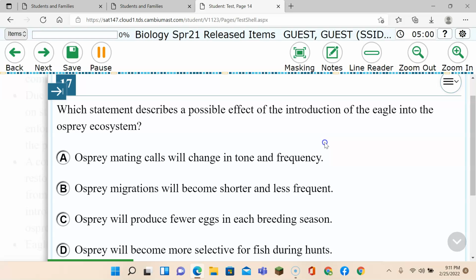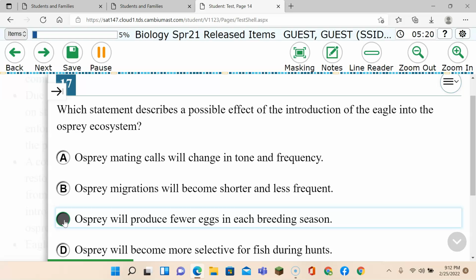A. Osprey mating calls will change in tone and frequency. B. Osprey migrations will become shorter and less frequent. C. Osprey will produce fewer eggs in each breeding season. Or D. Osprey will become more selective for fish during hunts. The correct answer is C. Osprey will produce fewer eggs in each breeding season. Why? Because they're going to have competition from the eagles to even exist.